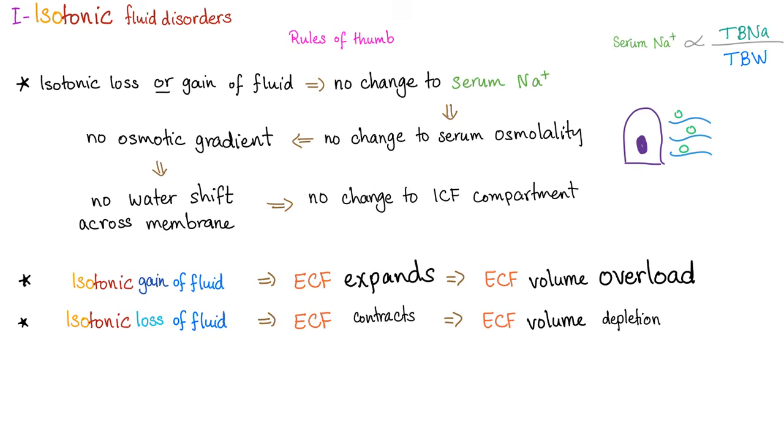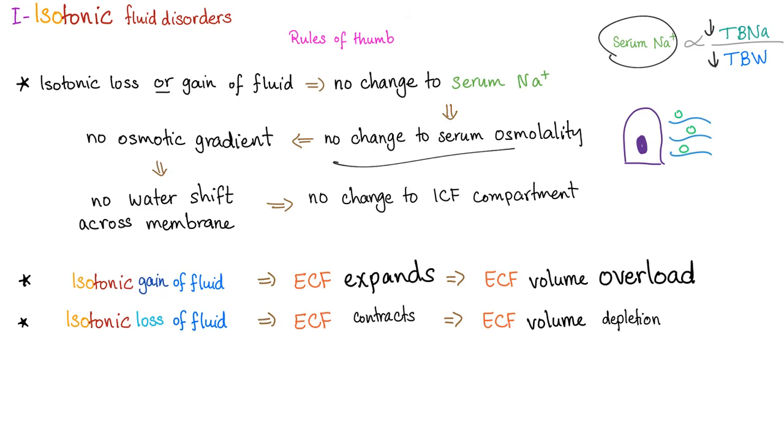Rules of thumb. Either you have isotonic loss or isotonic gain of fluid, which means you are losing an equal amount of salt and water or gaining an equal amount of salt and water. There is no change to the serum sodium. Let's say you have an isotonic loss. Okay, decrease total body sodium, decrease total body water, serum sodium is not going to change.